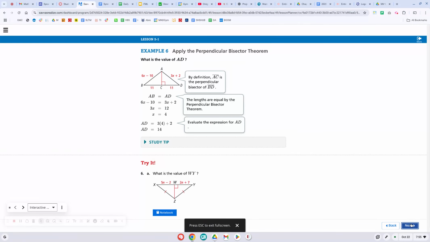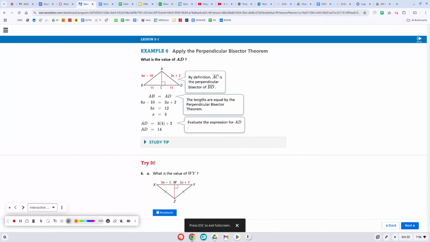And here's one that we can review that will apply it into a more traditional math setting. What is the value of AD? Okay, so look, what's going on here? They tell you that these are congruent, and they tell you that this is a right angle. So now you know that AC is the perpendicular bisector. Well, then that means that AB is congruent to AD. So then you can say 6x plus 10 equals 3x plus 2. Solve it, you get x equals 4. Plug it back in, and you get AD and AB are both 14.